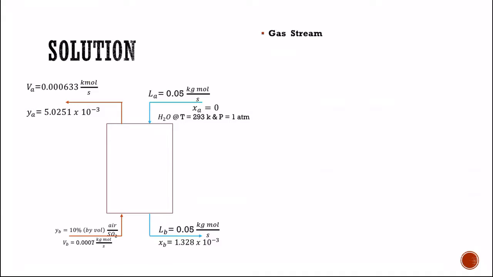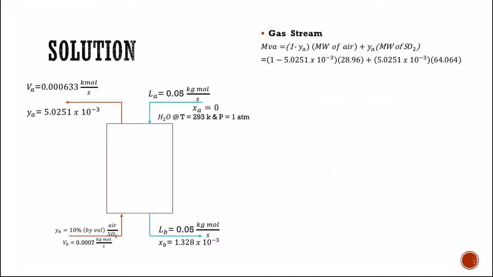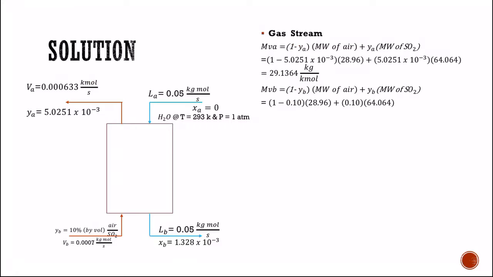Okay, at the gas stream now, we will calculate the molar weight of the product gas, which is the quantity 1 minus YA times the molar weight of air plus YA times the molar weight of SO2. Substituting the values, we get the molar weight of product gas as 29.1364 kg per kilomole. For the feed gas, we get 32.4704 kg per kilomole.